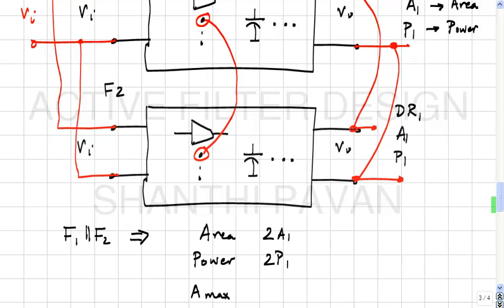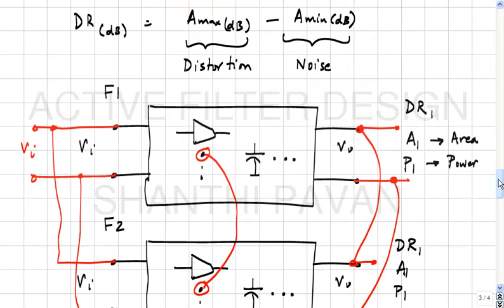To find the dynamic range, I need to find the maximum signal level and the minimum signal level. So, if I assume that A max and A min are the maximum and minimum signal levels that filter F1 can handle. In other words, DR1 is A max by A min.